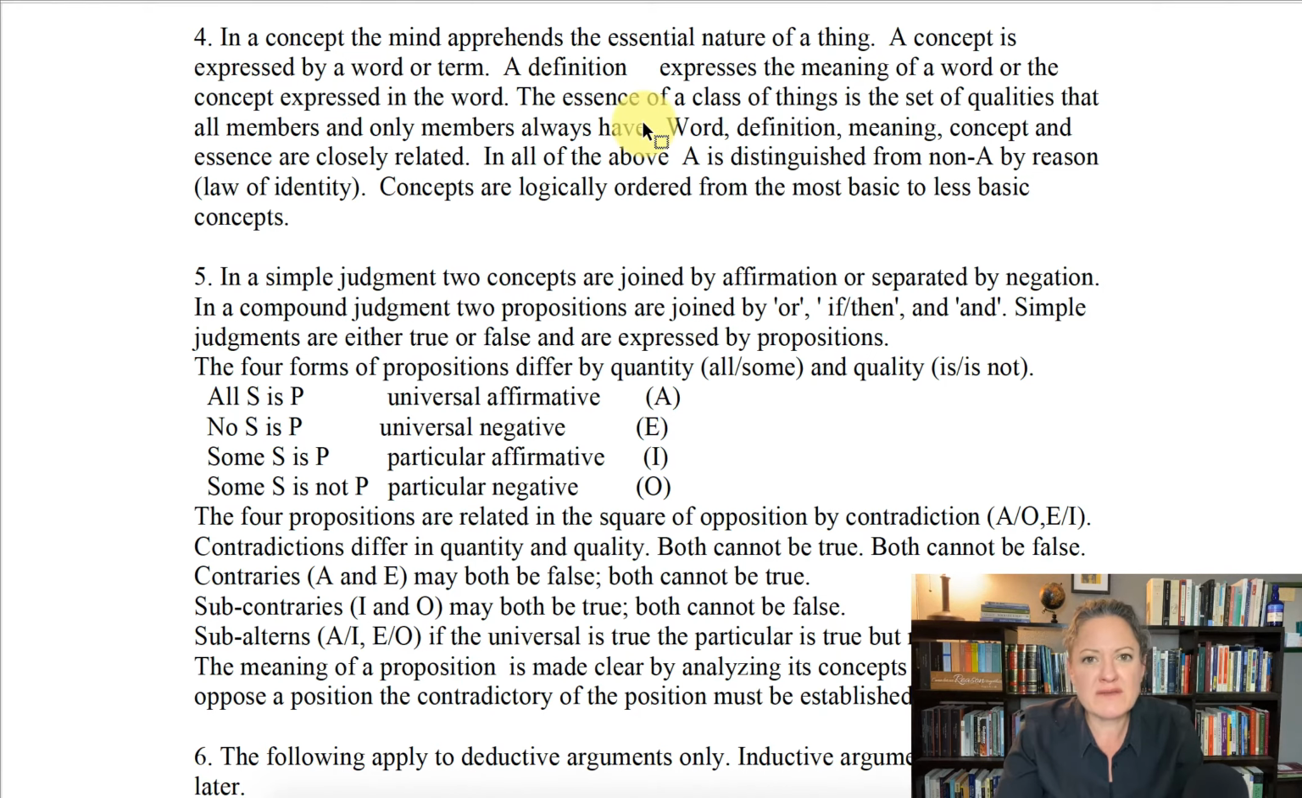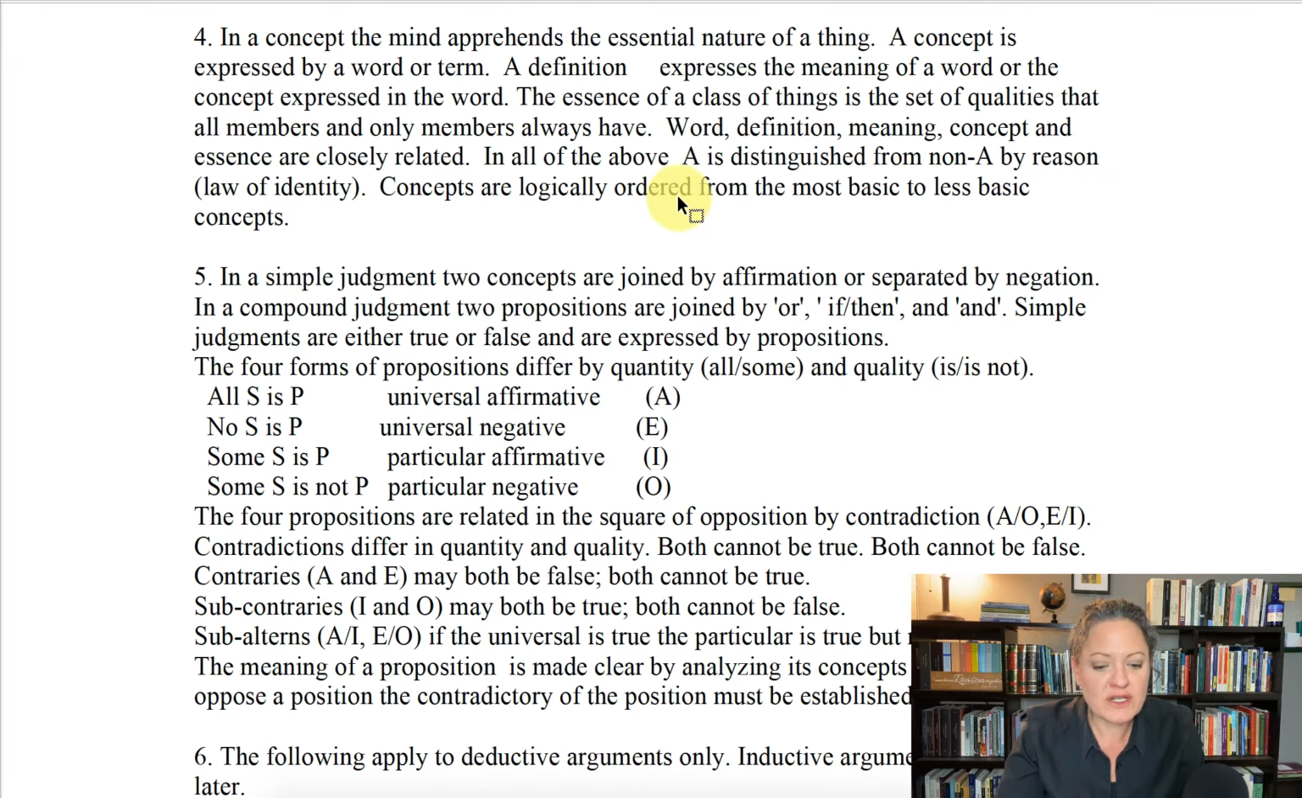So think of a class of things like dogs. Dogs are a class of beings in which all members and only members have a set of qualities in common. That's the essence of the thing. Word, definition, meaning, concept, and essence are closely related. In all of the above, A is distinguished from non-A by reason, the law of identity.